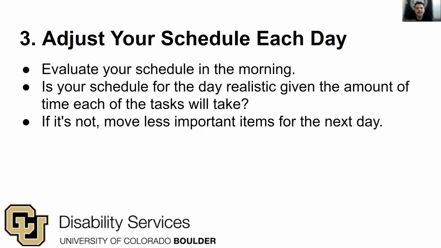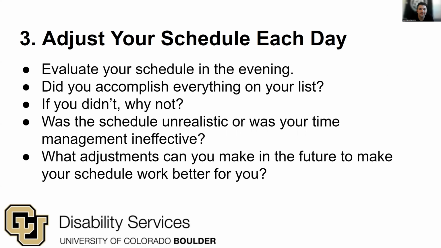After you've completed your daily schedule, take a minute to evaluate it. Is it realistic given the amount of time each task will take? If not, move less important items to the next day. Once you have gone through your day, take a minute in the evening to evaluate your schedule again. Did you accomplish everything on your list? If you didn't, why not? Was the schedule unrealistic or was your time management ineffective? And most importantly, what adjustments can you make in the future for your schedule to work better for you?